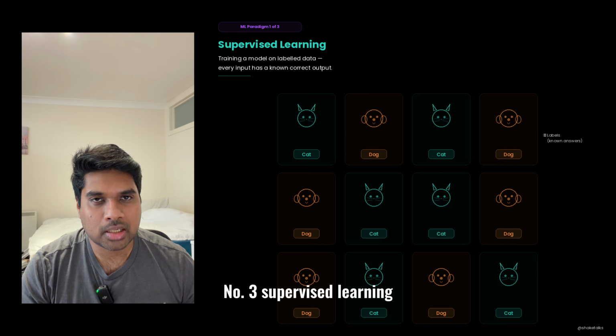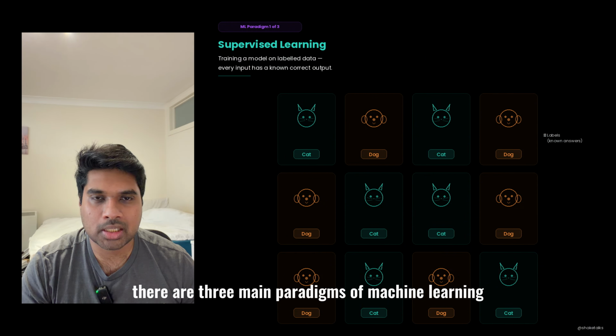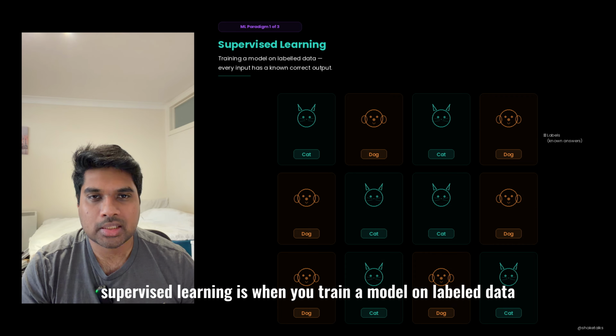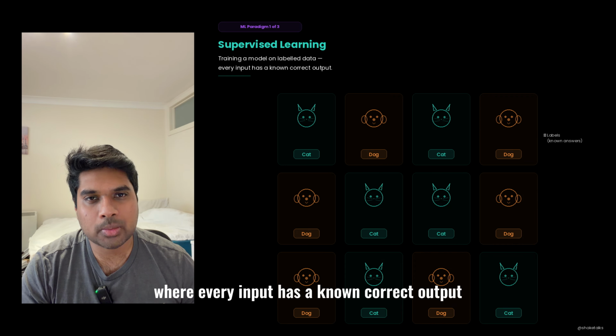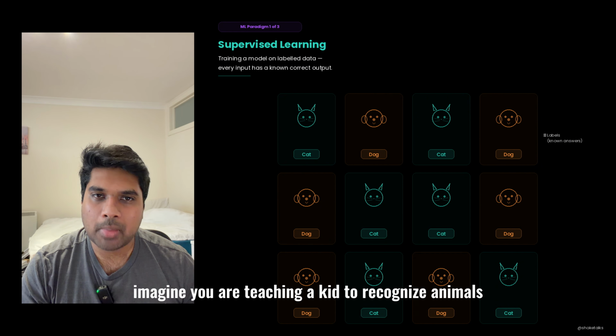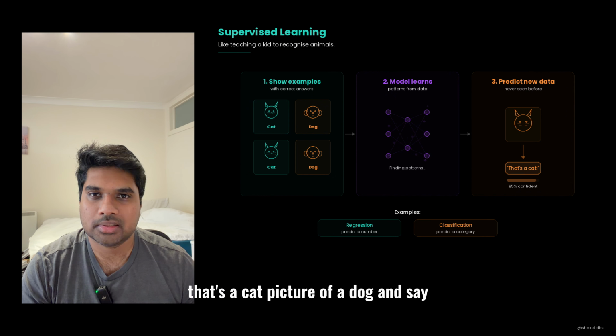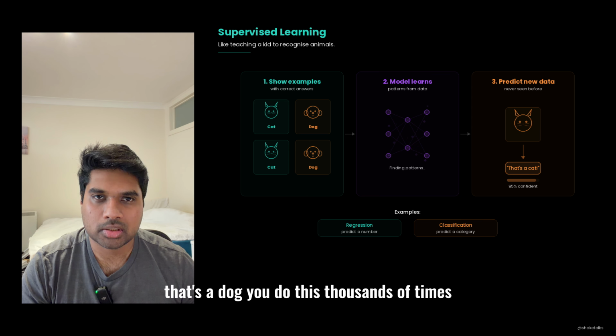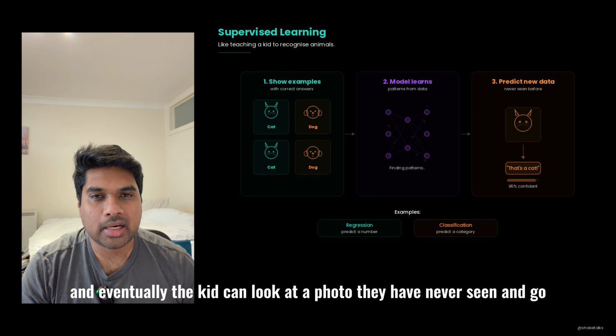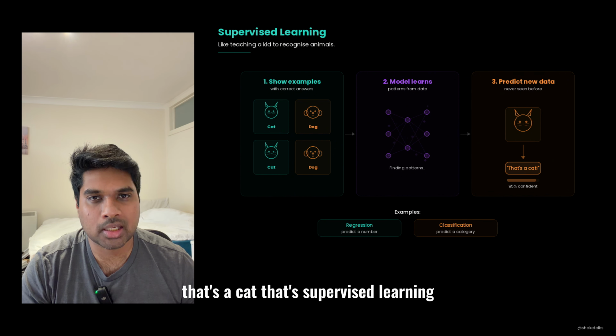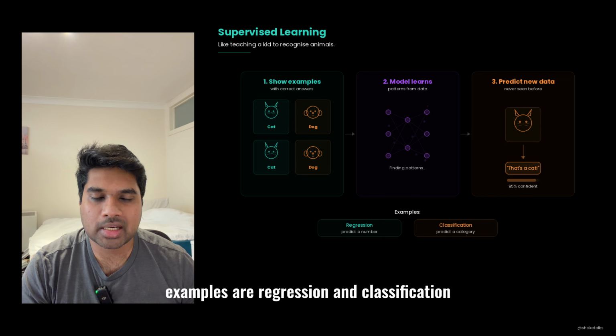Number 3, supervised learning. There are 3 main paradigms of machine learning, and in that, supervised learning is when you train a model on labeled data where every input has a known correct output. Imagine you are teaching a kid to recognize animals. You show them a picture of a cat and say that's a cat. Picture of a dog and say that's a dog. You do this thousands of times and eventually the kid can look at a photo they have never seen and go, that's a cat. That's supervised learning. Examples are regression and classification.